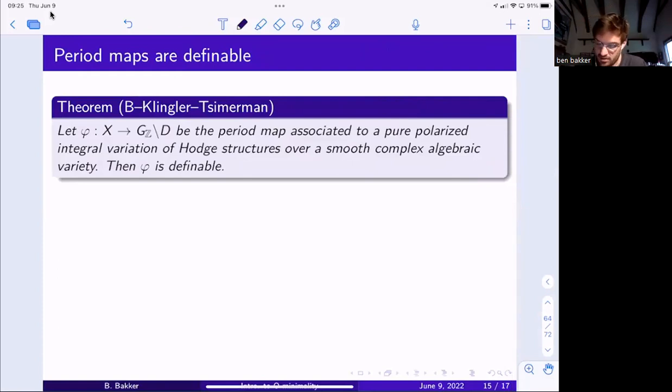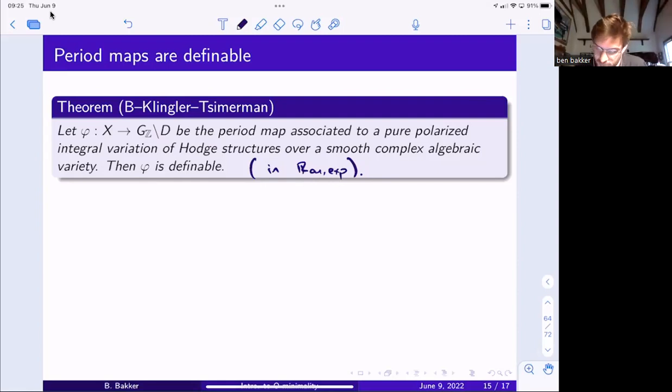Again, this is all definable in R_an,exp. So this is a souped up version of the vague statement that the functions that arise in Hodge theory are definable. This is an even stronger version of that, as I'm about to say, on the level of spaces.